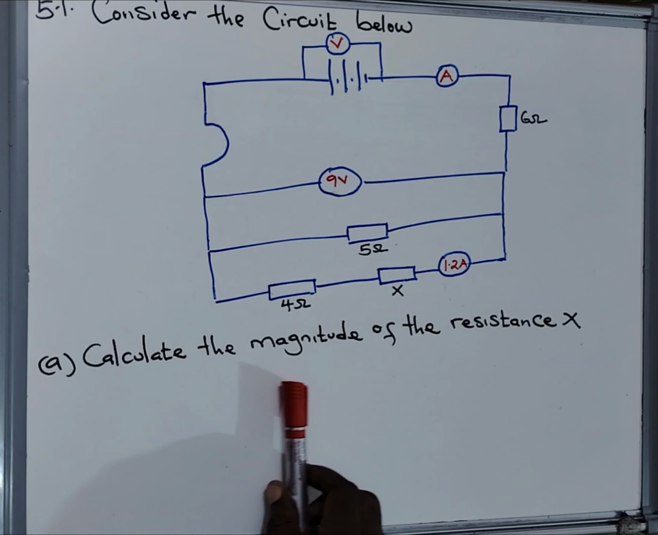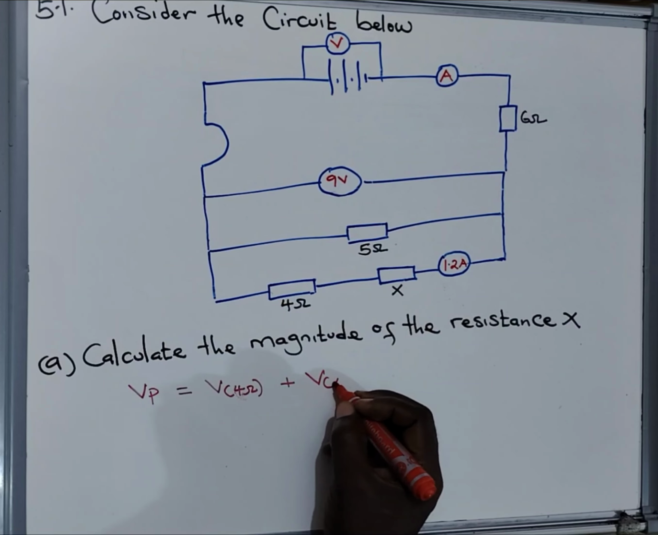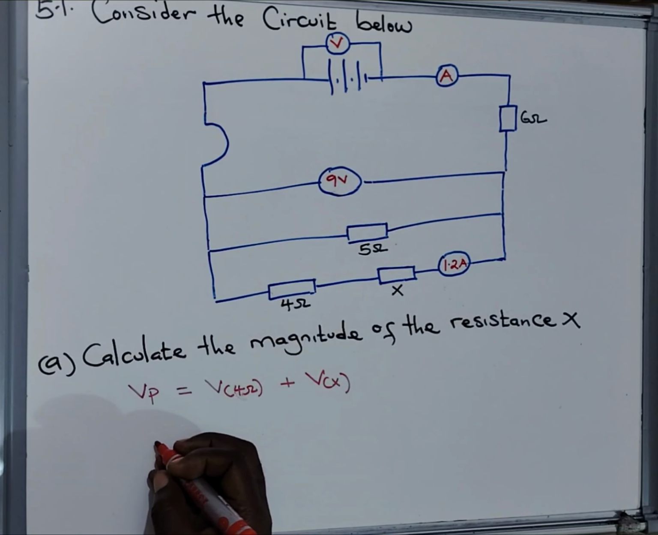So what do we do here? This is what we do. We say VP, or potential difference parallel, is equal to V across 4 ohm plus V across X. Okay? But V parallel is known, it is 9.